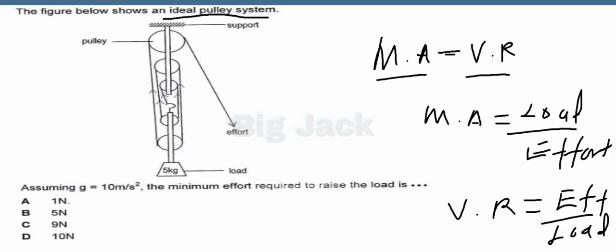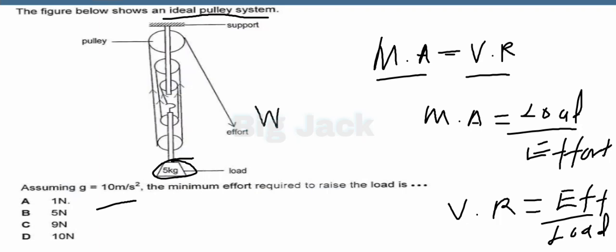Now, from this question we have been given the load. This load here is in kgs. Usually the load should be in newtons. That's the reason why they have given us g, to assume g as 10 meters per second squared. So we can calculate the weight, which is the load.